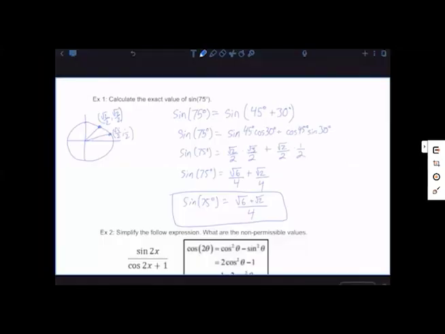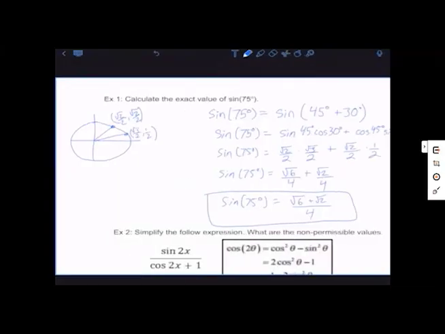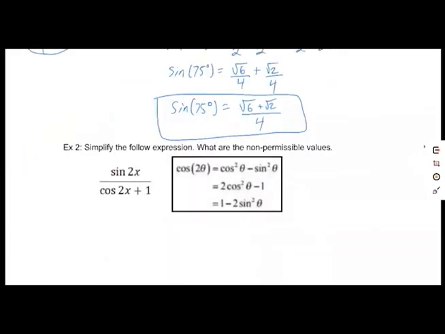Okay, so let's take a look at example number 2. Example number 2 follows the same general pattern that we're going to look at a lot over the next little while, where we're given an expression and asked to simplify it, and then we'll move on and work on actual proofs. We'll still be following this exact same thing. I have to simplify the expression and I have to find the non-permissible values.